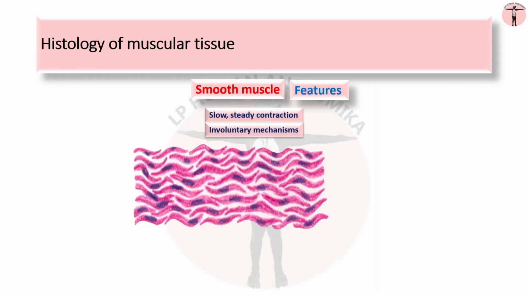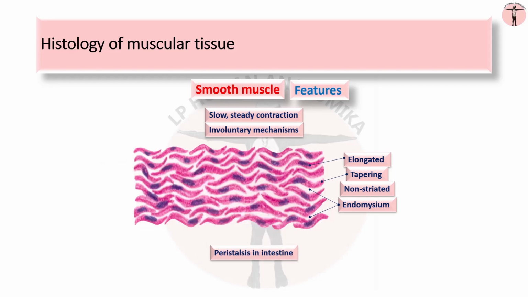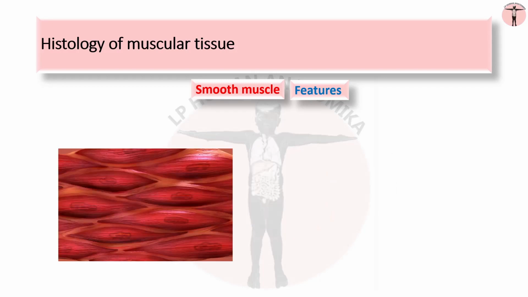To reinforce, they are elongated, spindle-shaped, tapering, and non-striated cells, each of which is enclosed by a thin basal lamina and a network of reticular fibers, the endomysium. The connective tissues serve to combine the forces generated by each smooth muscle fiber into a concerted action, for example, peristalsis in the intestines. Smooth muscle cells may range in length from 20 micrometers in small blood vessels to 500 micrometers in pregnant uterus.